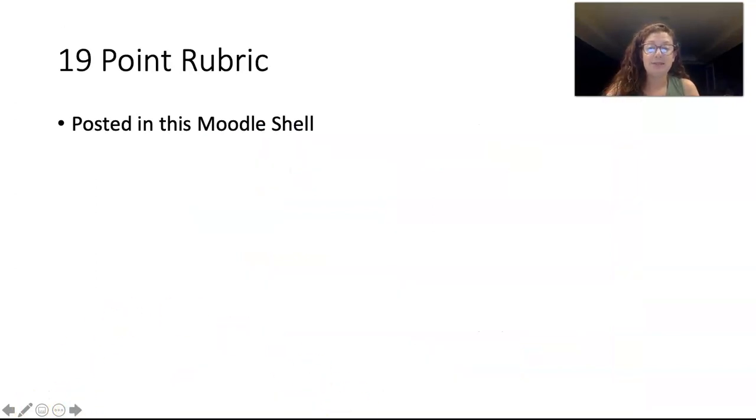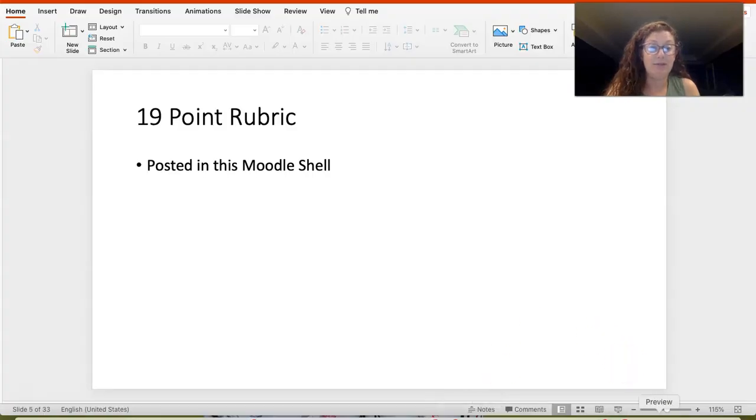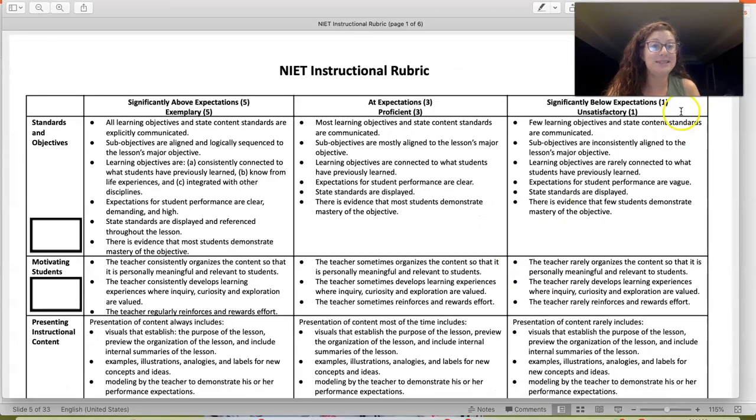So I've posted the rubric on your Moodle shell, and I'm going to talk about it very briefly. You should see the rubric on your screen. It is the NIET instructional rubric. It is 6 pages, yes, because there are 19 points on this rubric.